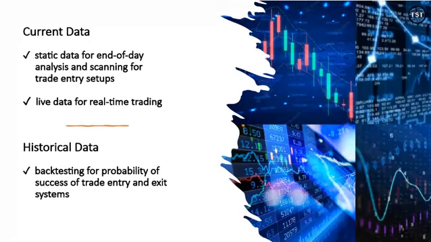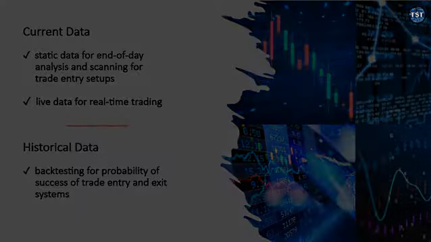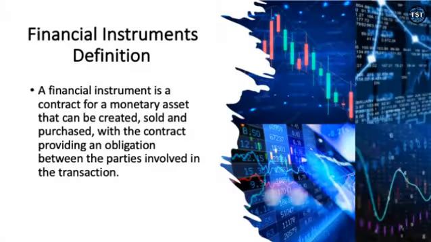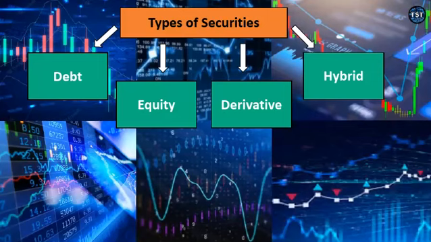To understand where and how trading data is generated, we first need to look at what financial instruments are and where they are exchanged. A financial instrument is a contract for a monetary asset that can be created, sold and purchased, and with the contract providing an obligation between the parties involved in the transaction. There are 4 main types of securities: debt, equity, derivative and hybrid. As retail traders, we're only concerned with equity and derivative securities.